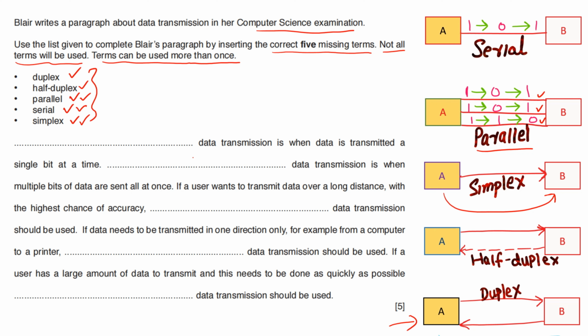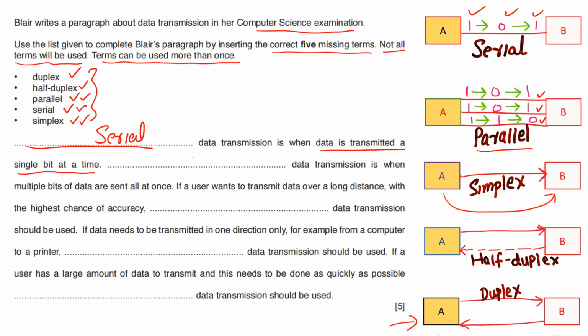So now you have got the idea about the different data transmission methods. Now let's fill in the blanks. The first one: dash data transmission is when data is transmitted a single bit at a time. So that is serial. We know that a single bit is transmitted at a time, right? So that is serial.